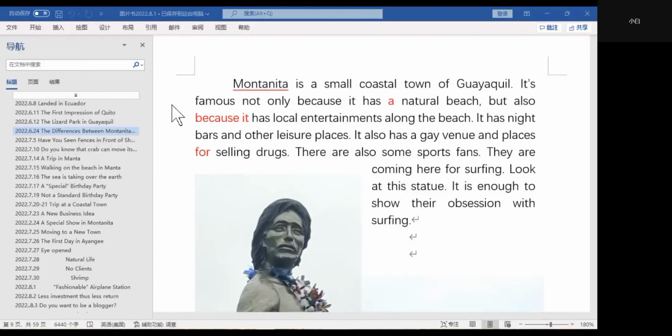Montanita is a small coastal town of Guayaquil. It's famous not only because it has a natural beach, but also because it has local entertainments along the beach. It has night bars and other leisure places. It also has a gay venue and places for selling drugs. There are also some sports fans. They are coming here for surfing. Look at this statue. It is enough to show their obsession with surfing.